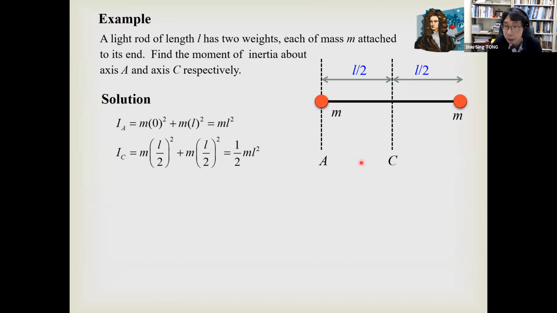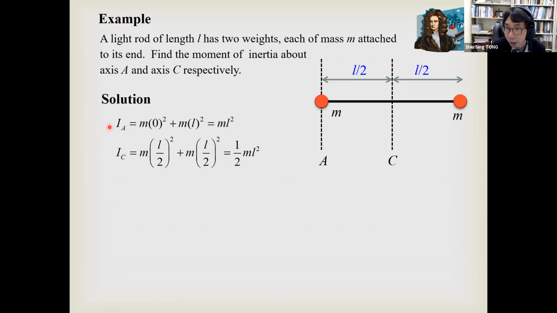So now I have two axes of rotation, and so I would have two moments of inertia. IA is different from IC, right? Because the rotation axis is different, I must get two different values for the moment of inertia.